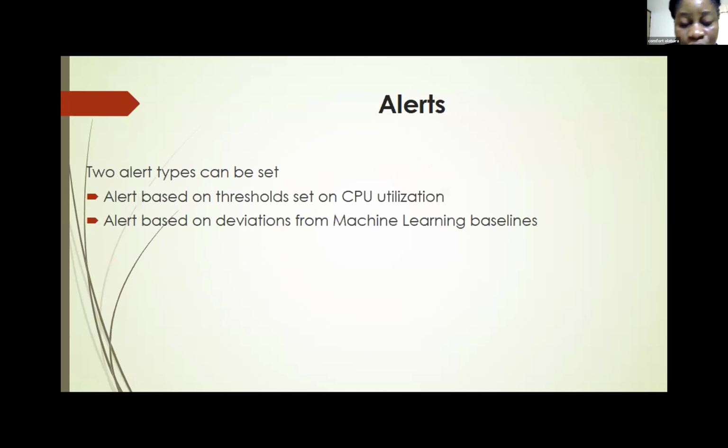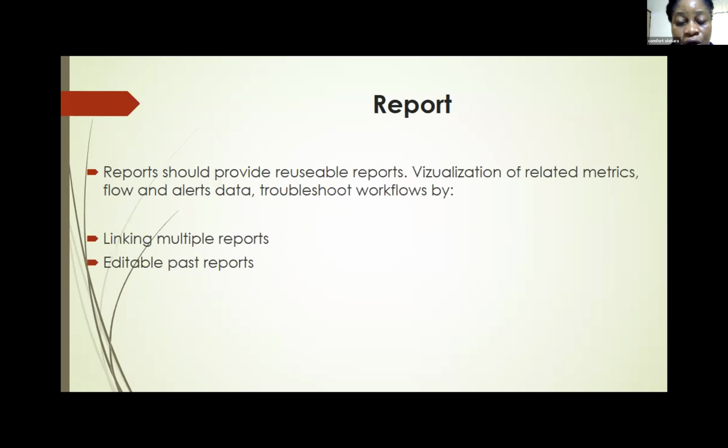Alert methods can be 2 types. We have alerts based on thresholds on CPU utilization and alerts based on deviations from machine learning baselines. So your network management system also should be able to give you reports, and these reports should be reusable, like reports that can form templates for future report building. So it's not like you got reports today and next time you need to build from scratch.